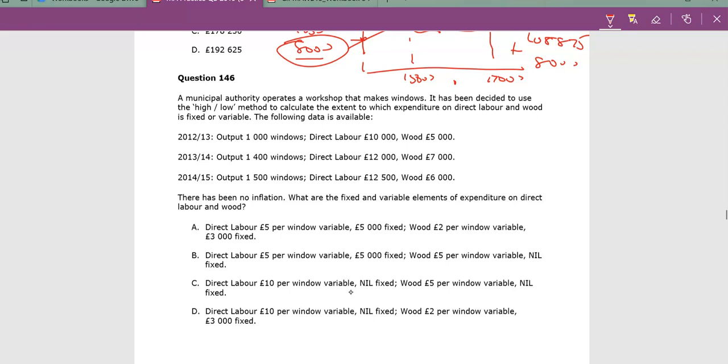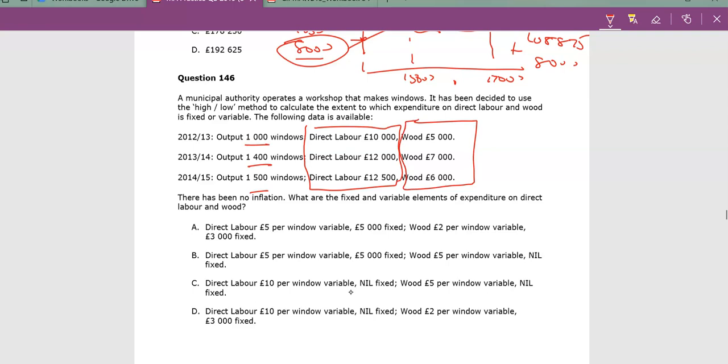They want to understand, and again, I'm sure you'd have read the question before you look at my answer, because you would have done it. Just use my answer to confirm. So we can see the output here, and they want us to understand or try and explain the different pictures with labor and with wood.